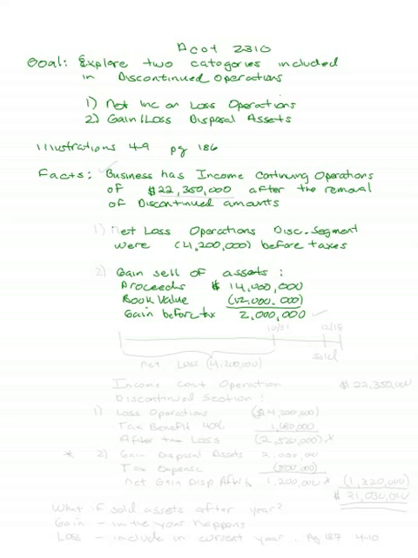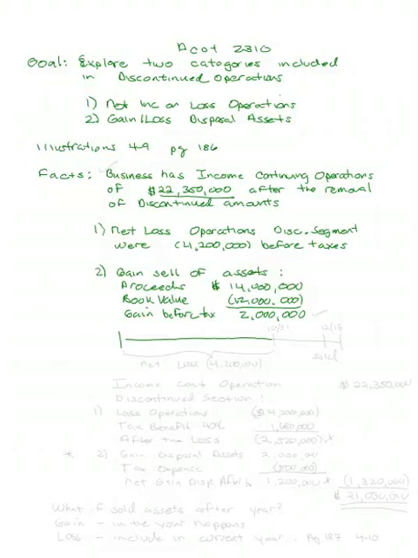Here's our facts. The business has income from continuing operations of $22,300,000 after they removed the discontinued amounts like we did in our last pincast. They had two sections: a net loss of operations from being in business of $4,200,000 before taxes that were removed from the total, and a gain on the sale of the assets of the discontinued segment. They sold them for $14 million. The book value was $12 million. The gain before taxes is $2 million.